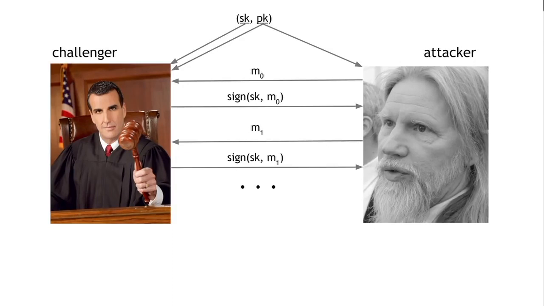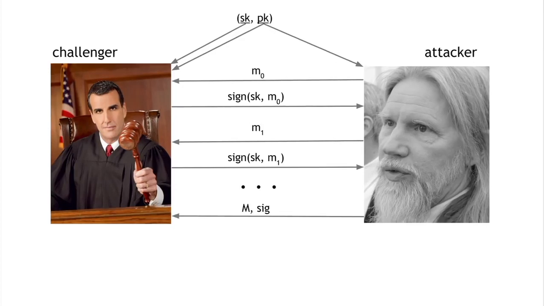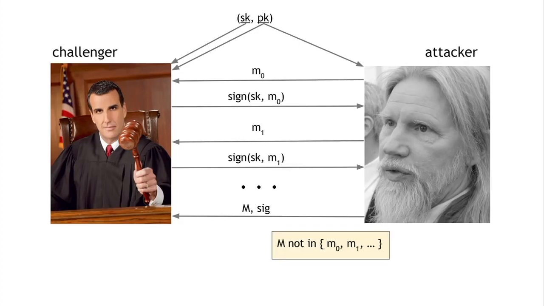Once the attacker is satisfied that he's seen enough signatures, and we're going to let him see only a plausible number, then he's going to pick some message M that he wants to forge a signature on, and he's going to try to forge a signature. And of course, there's a rule that says that this M, this message that he's trying to forge a signature on, isn't one of the messages that he's already seen. Because it would be really easy for him to send over a valid signature on M0. I mean, we sent him a valid signature on M0 earlier.